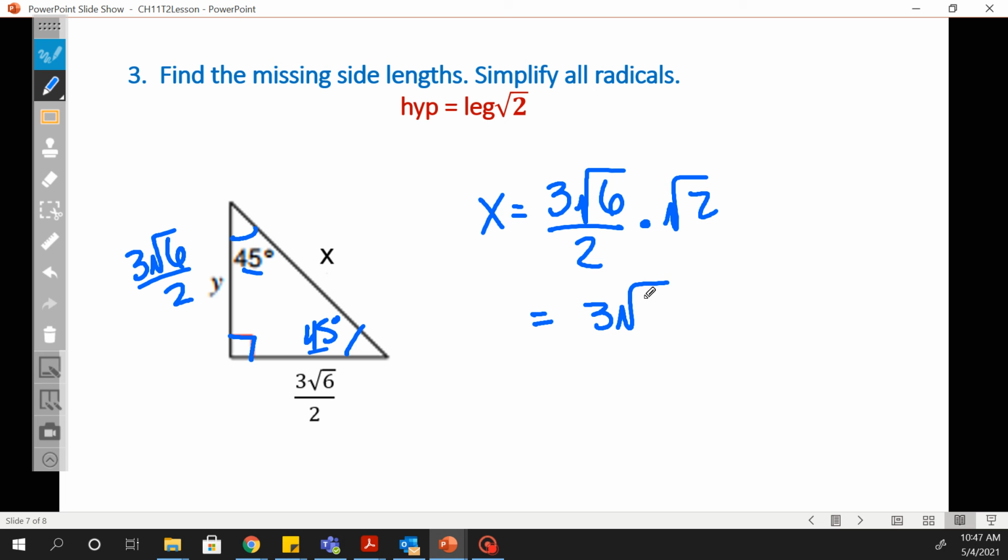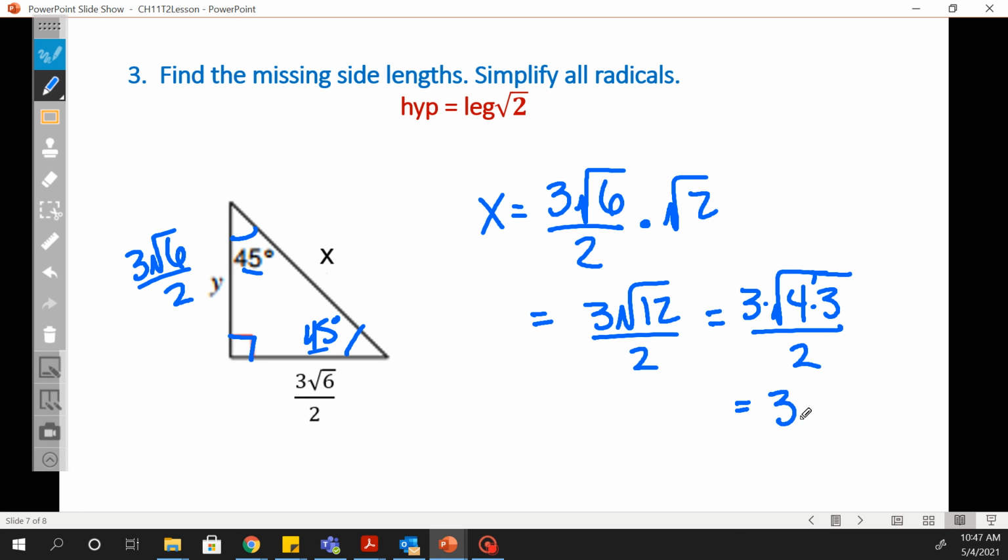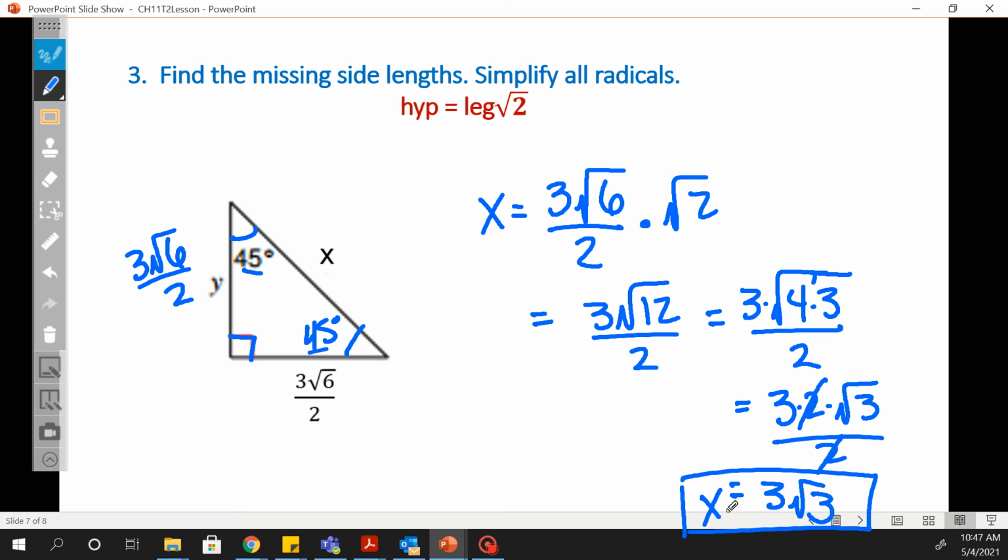So that's 3 square root of 12 over 2. If I simplify this, remember that's 3 times the square root of 4 times 3, and the square root of 4 is equal to 2. So that's 3 times 2 times the square root of 3 over 2. The 2 in top and bottom cancel, so it's just 3 square root of 3. The hypotenuse here is 3 square root of 3, and that is all the sides for this 45, 45, 90.